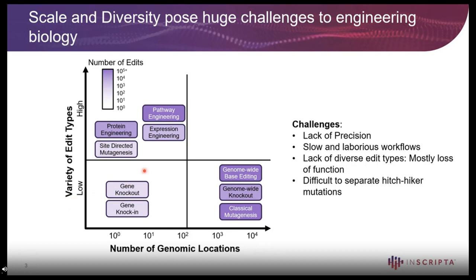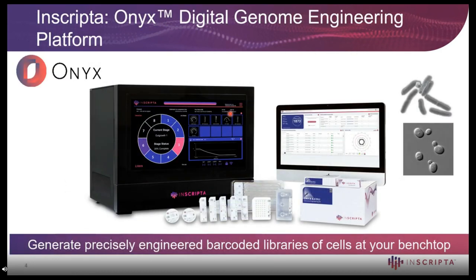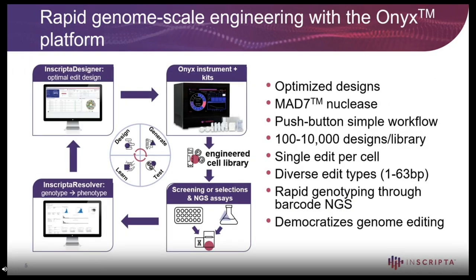So what you really want to do is to get up into this quadrant where you're doing true genome engineering and genome discovery, where you're introducing a wide variety of edit types at many different genomic locations. And that's where I'd like to introduce you to Inscripta's Onyx platform, our digital genome engineering platform. It allows you to generate precisely engineered and bar-coded libraries of cells at your benchtop. So I'm going to go through some of the parts of the platform next.